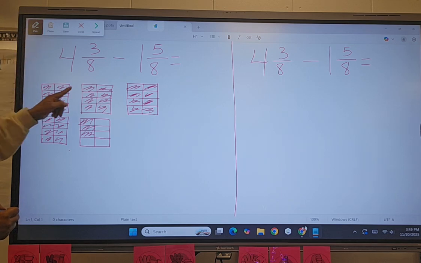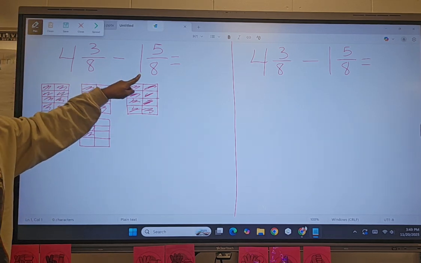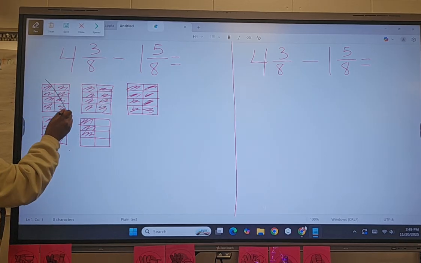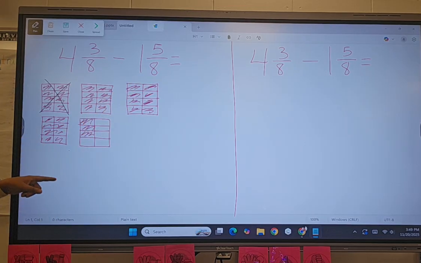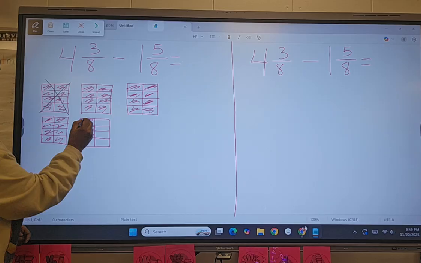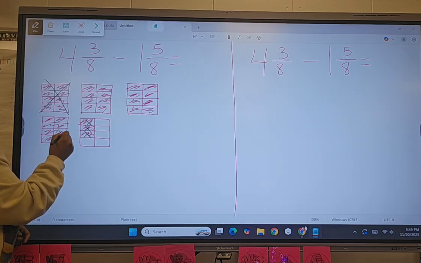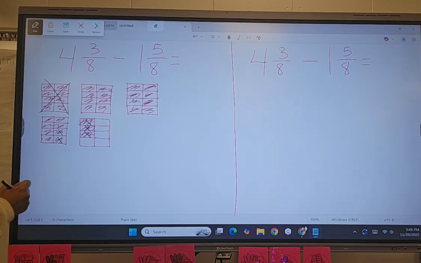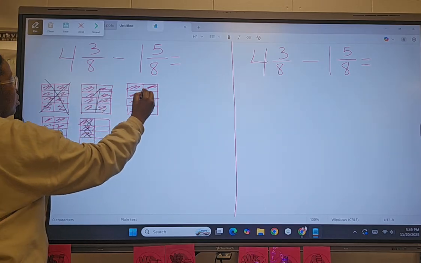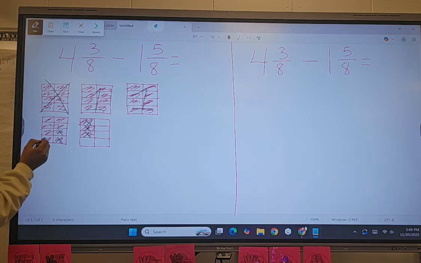So looking at what I need to subtract by, which is 1 whole and 5/8, what I'm going to do first is deal with the 1 whole. I'm going to get rid of it. And now I'm able to subtract 5/8. So starting with the ones that I have left over, there's 1, 2, 3, 4, 5/8 that I have now removed. So I'm going to look at what I have left. There's 1 whole, 1 more, and this one only has 1, 2, 3, 4, 5, 6. So this one is only 6/8.